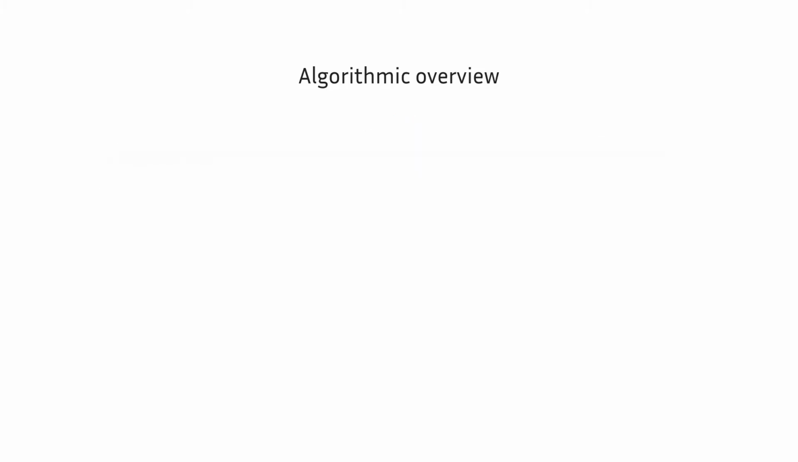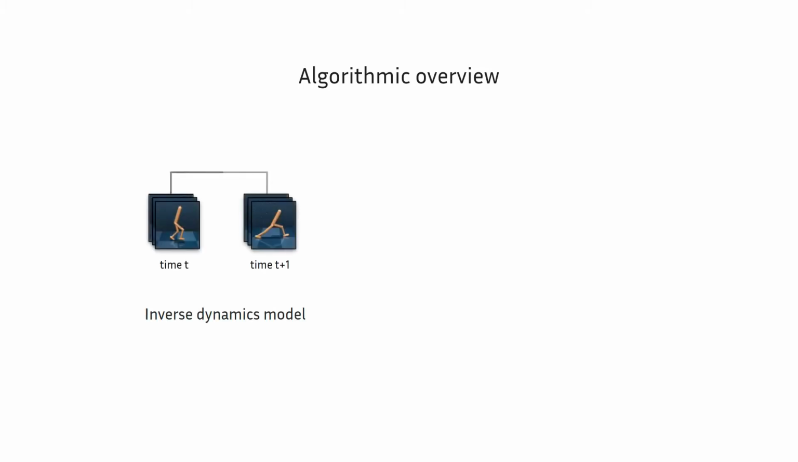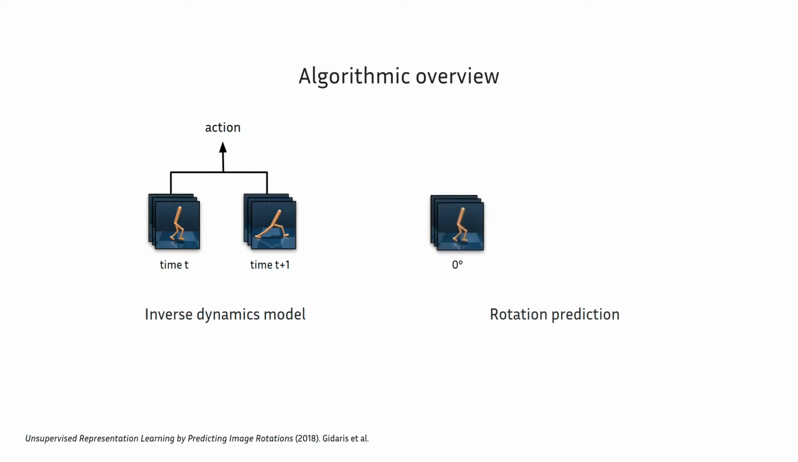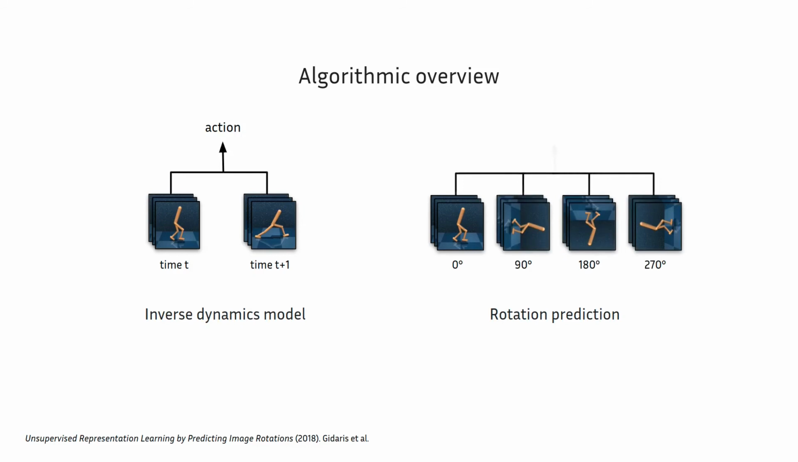In this work, we consider two different self-supervised tasks. First, we learn an inverse dynamics model. Given two consecutive observations, the model learns to predict which action was taken in between those two observations. And then in the second task, we adopt a rotation prediction task from the field of computer vision. In this task, we randomly rotate an observation by one of 4 different angles. And the task is then to predict which way the observation was rotated. And we cast this as a 4-way classification problem.